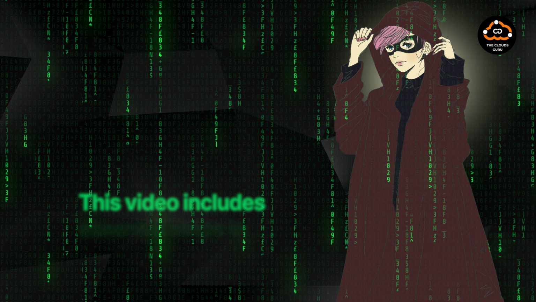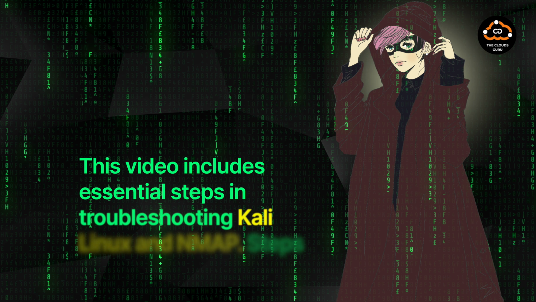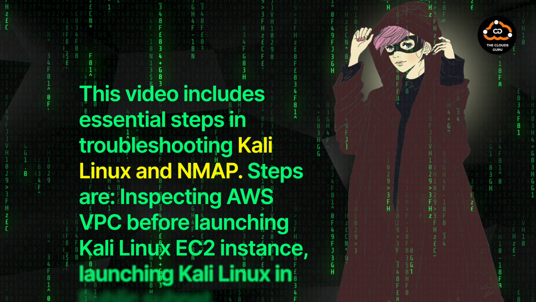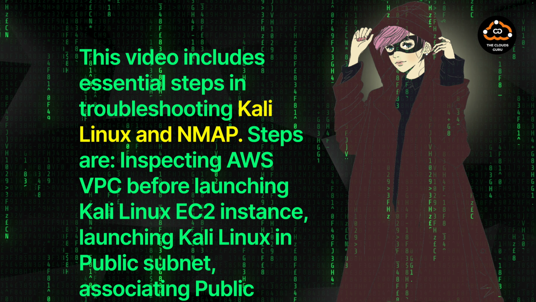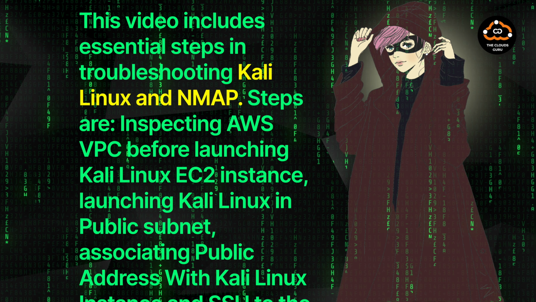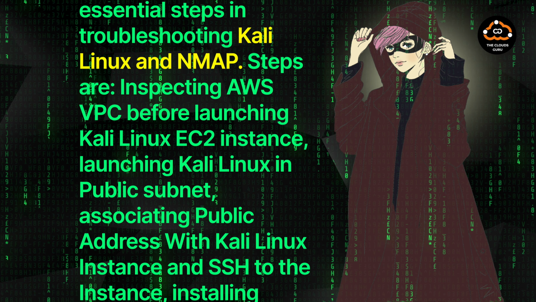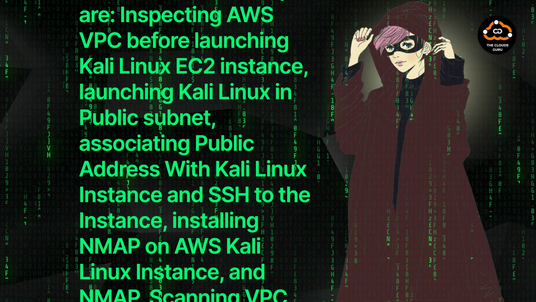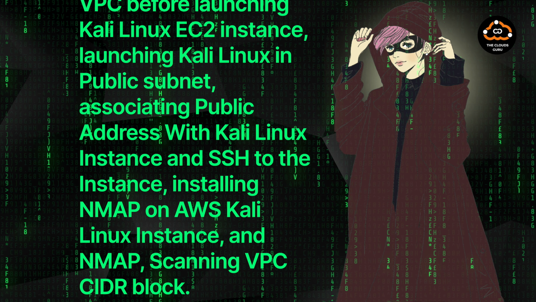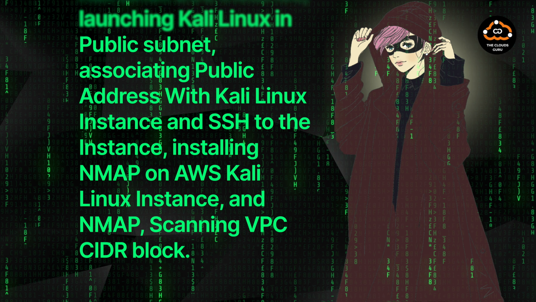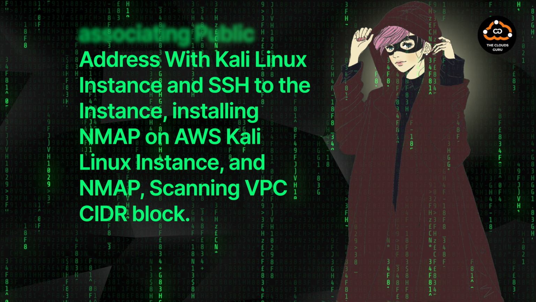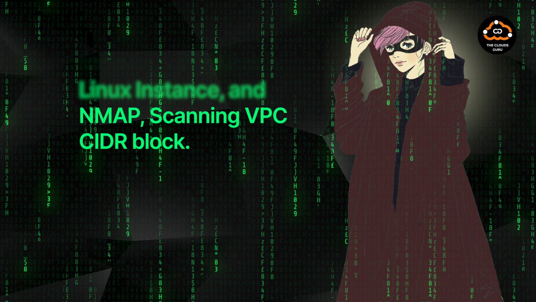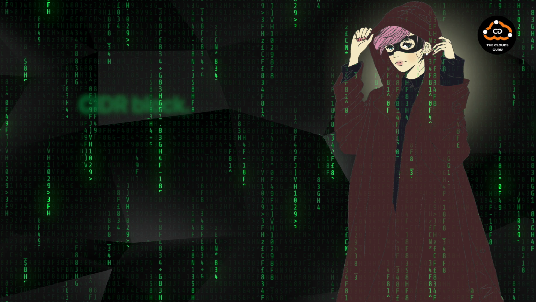And there you go. In this video, you have learned AWS networking, which includes VPC, subnets, routing, network access list and elastic IP creation. How to launch Kali Linux from AWS Marketplace. Associate public address with Kali Linux instance, SSH session from the home machine via internet. Then installed and troubleshoot NMAP on AWS Kali Linux instance. And lastly, we have scanned AWS subnets using NMAP.